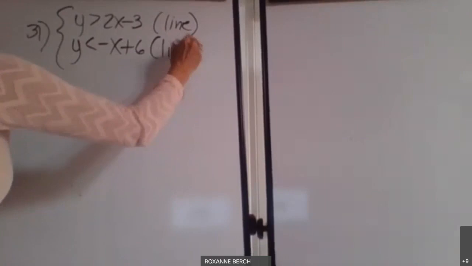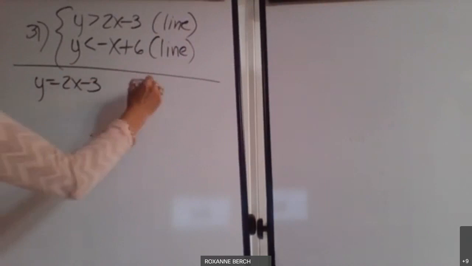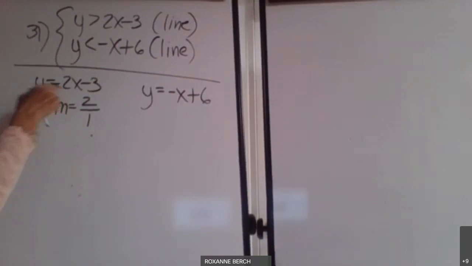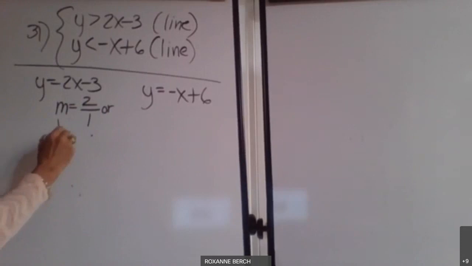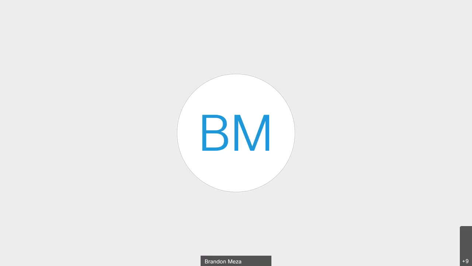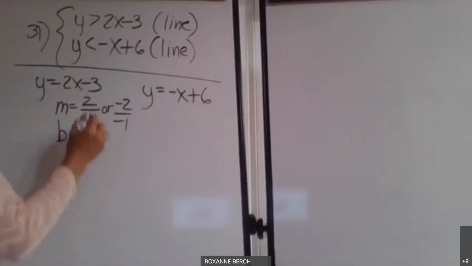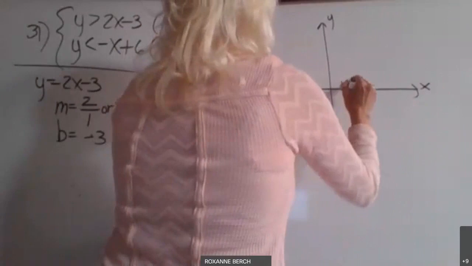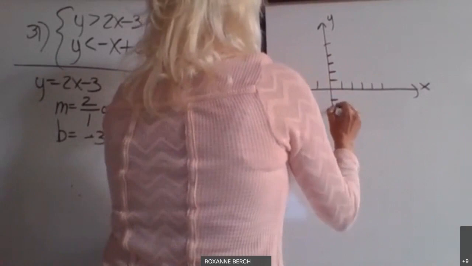All right, so let's look at the equations, y equals 2x minus 3 and y equals negative x plus 6. Now, these are already solved for y, so we're going to use slope-intercept form. So the slope here is up 2, right 1, because 2 is written as 2 over 1, right? What's another way to write 2 over 1? Negative 2 over negative 1? Right. So this is up 2, right 1, or down 2, left 1. And our starting point is going to be negative 3, or 0, down 3.